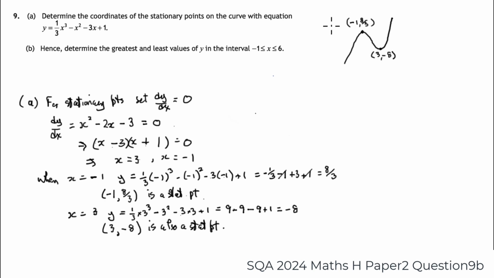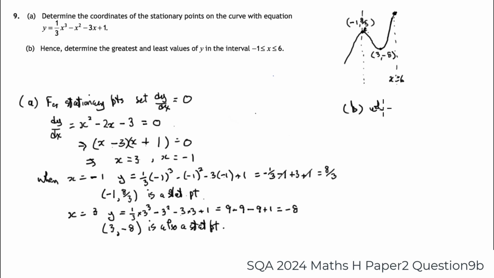This is a possible setup. Now, if we're asked to find the greatest and least values on an interval like this, well, you notice that negative 1 is the x-coordinate of the stationary point we've got. However, this other one is to the right of 3. Now, you usually find maximums and minimums either at the stationary point or at the end points of the interval. Now, in this case, when x equals 6, we'll have to check if this value up here is greater than the 8/3 that we've got for maximum value there. So let's check that out.